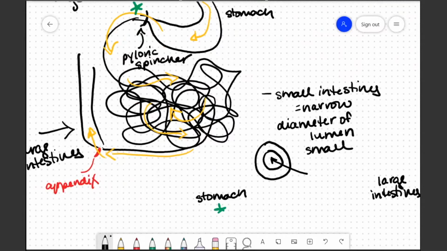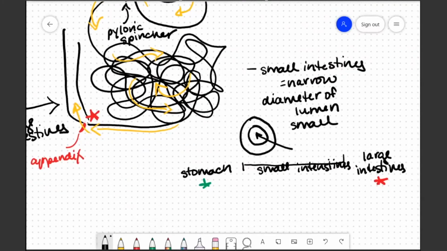And so that is going to be, I'm going to color it red so it's the same. That's going to be here. But everything in the middle is going to be our small intestines. But it is a very long tube, so it's broken down. The way it's broken down is the section that is closest to the stomach is going to be called your duodenum.